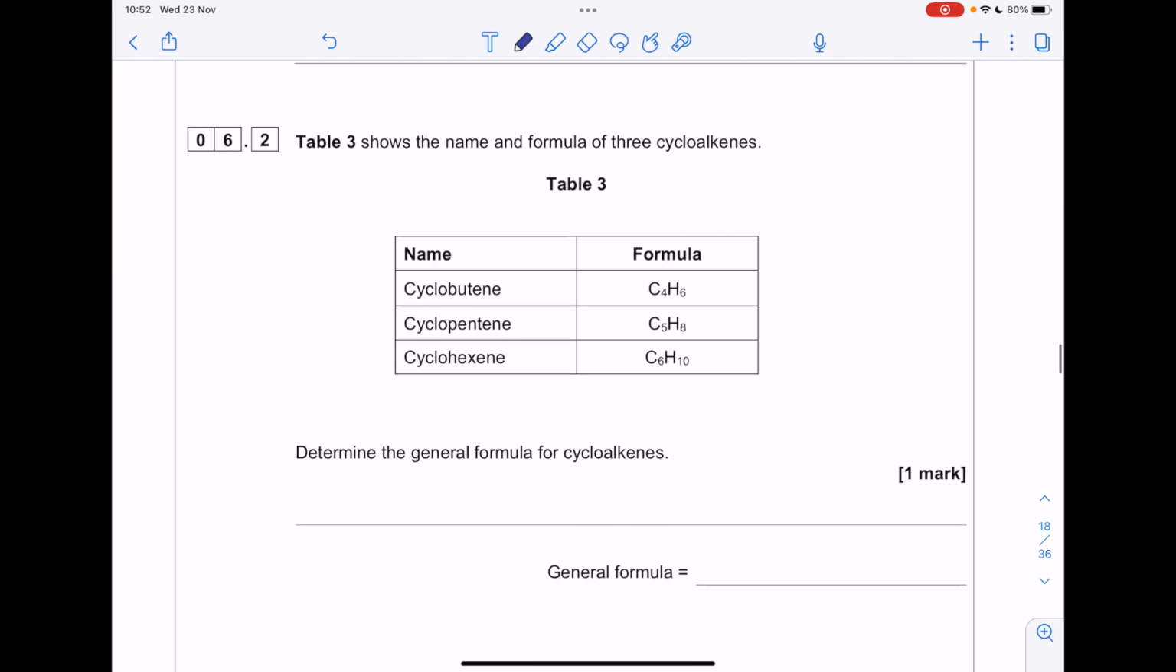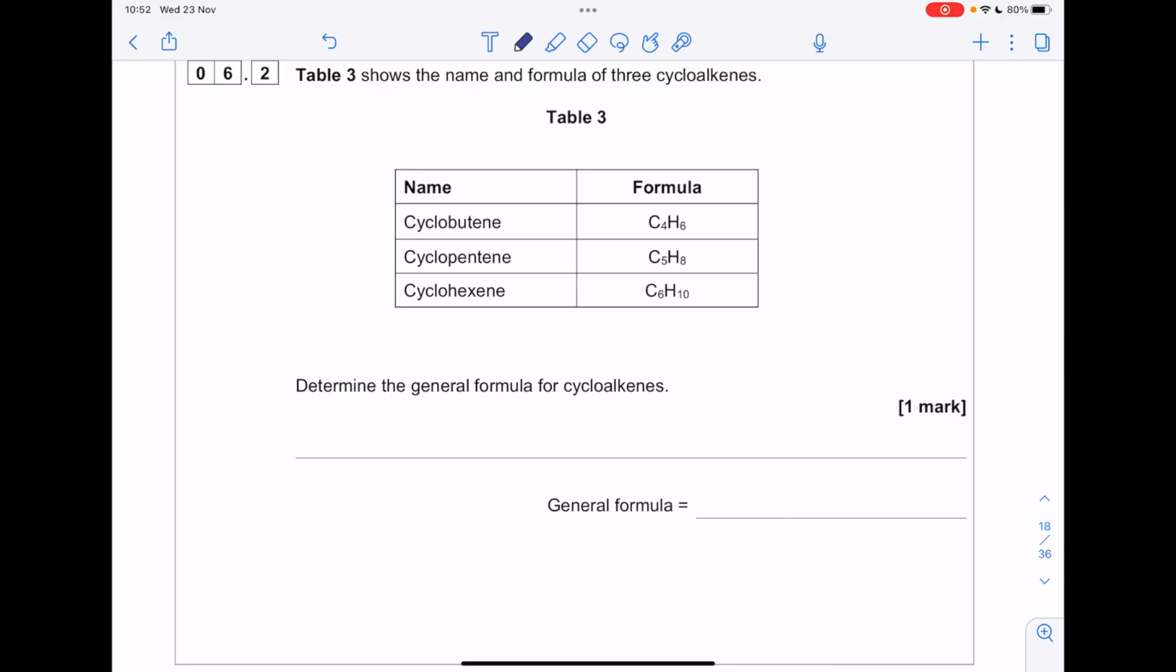Table 3 shows the name and formula of 3 cycloalkenes. Determine the general formula for cycloalkenes. Oh, this is like a logic puzzle. So how do we get to these numbers? Well, if n equals your number of carbon atoms, so it goes Cn, then you arrive at your number of H atoms by doing 2 lots of your carbon atoms and then minus 2. And just to show that it works, if n equals 4, like it does here, you end up at C4H, 2 times 4 is 8, minus 2 is 6. What about if n equals 5, you end up at C5H8, and if n equals 6, you arrive at C6H10.